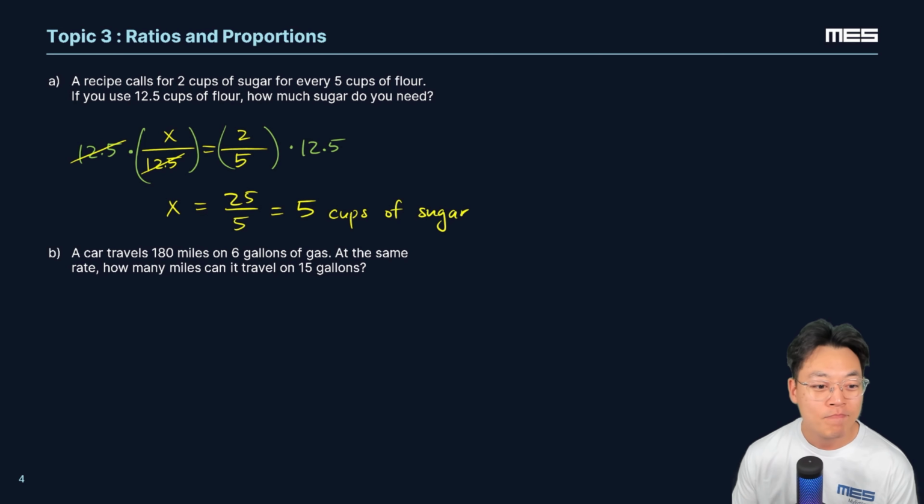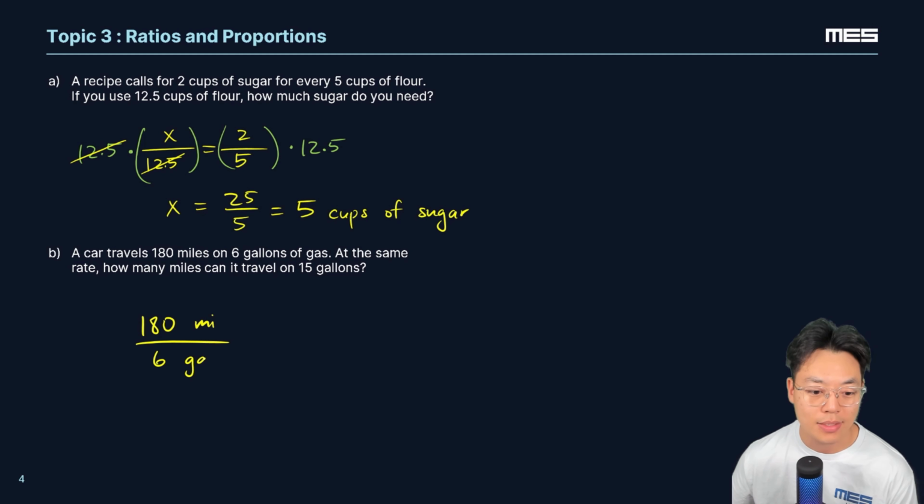Now, part B, a car travels 180 miles on 6 gallons of gas, all right? So we have 180 miles on 6 gallons of gas at the same rate. So at this rate, how many miles can it travel on 15 gallons? So if we multiply this by 15 gallons, check out what happens. The gallons cancel out, right? The units of measure cancel out, leaving us with just miles.